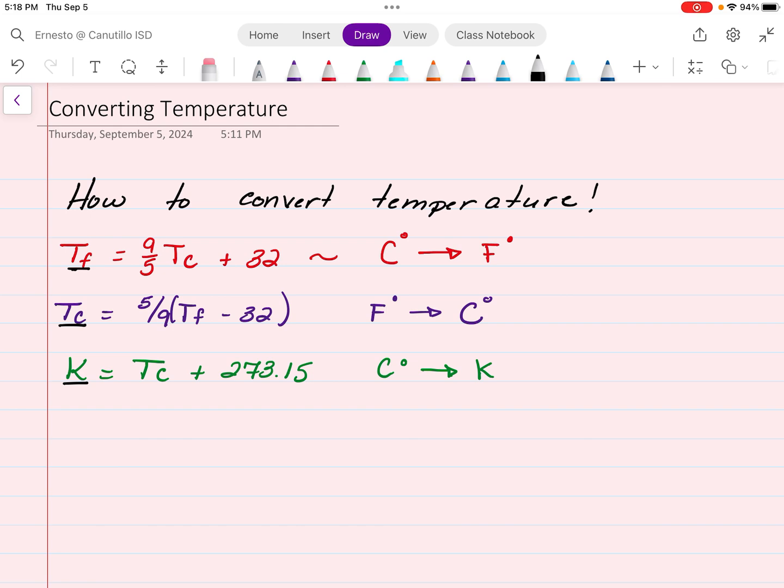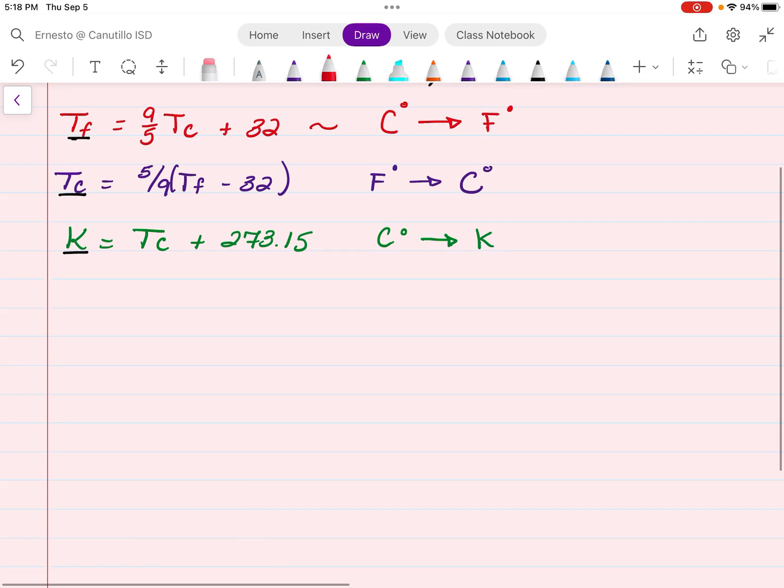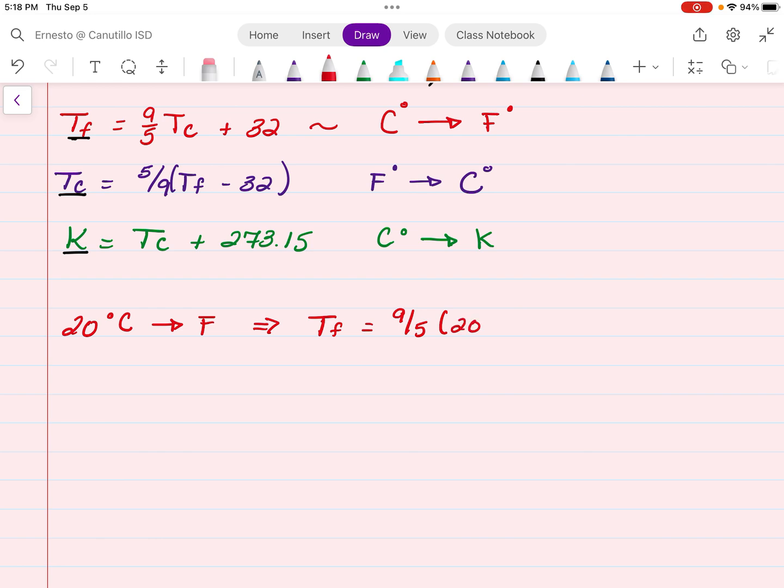Let's do a conversion with the first formula. Let's say I have 20 degrees Celsius and I want to convert that to Fahrenheit. Here's how the formula works. My temperature in Fahrenheit is equal to 9/5 times my temperature in Celsius, which in this case is 20 degrees, and then whatever I get there, I'm going to add 32 to that. First, we multiply 9/5 times 20. Another way to do it is to multiply 9 times 20 and then divide that by 5. That's how you do fractions.